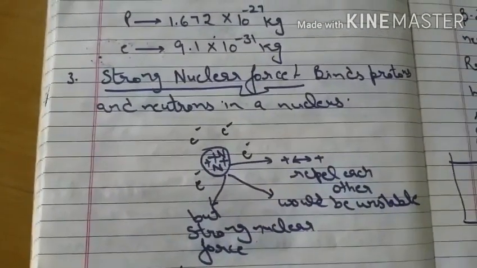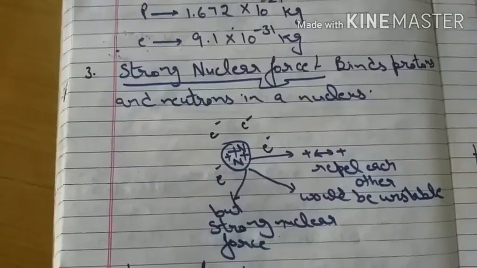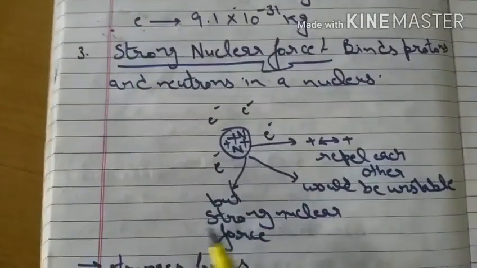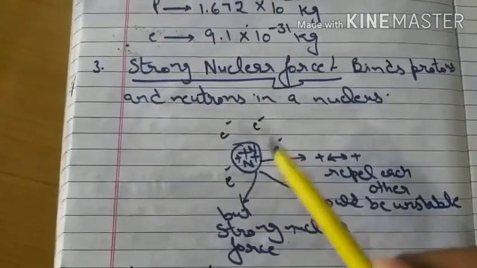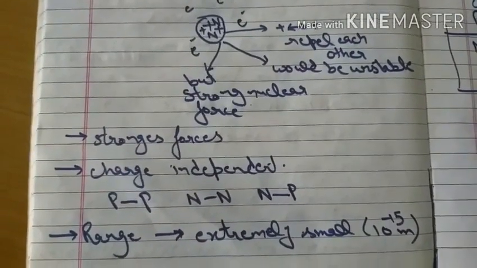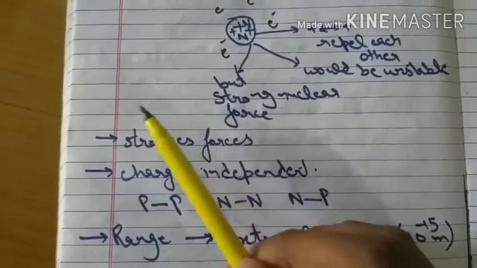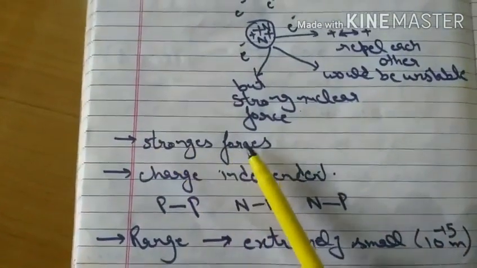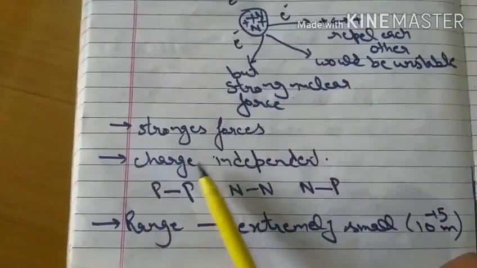But as we all know, the nucleus is completely stable, and it is only possible because of the presence of strong nuclear forces that bind the protons and neutrons all together. The strong nuclear forces bind protons and neutrons in the nucleus. Here are the properties of nuclear forces. They are the strongest forces in nature. They are the strongest forces and they are charge independent.